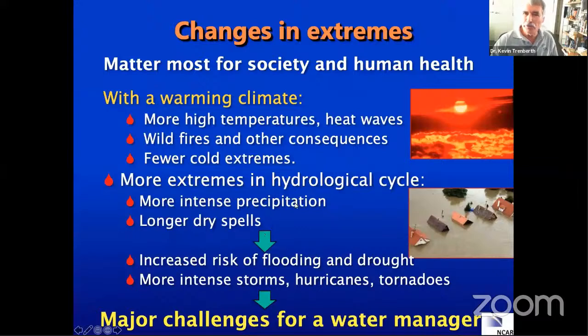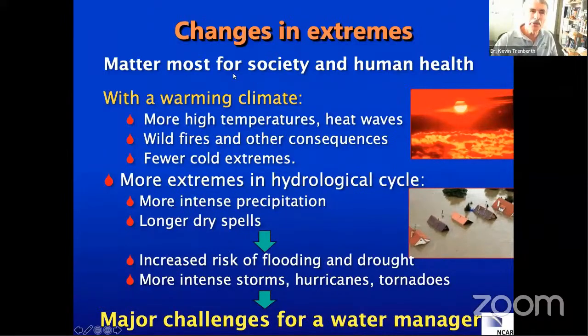But in particular, we get more extremes in the water cycle, the hydrological cycle. More intense precipitation, and we get longer, more intense dry spells. There's increased risk of flooding and drought, in this case, both extremes of the water cycle. More intense storms, hurricanes, and tornadoes, and this provides major challenges for a water manager. And often the people or the organization that is responsible for protecting us from flooding is quite different than the group that's responsible for providing water for irrigation or for crops.